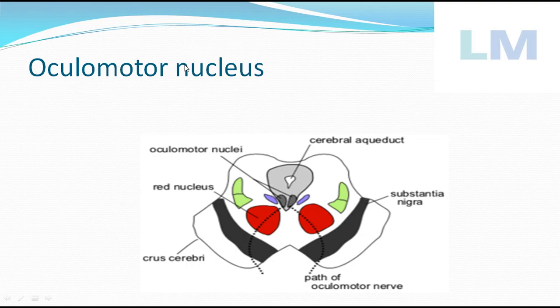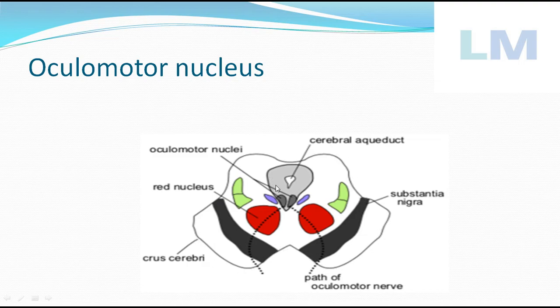What is a nucleus? A collection of neuronal cell bodies deep within the CNS is a nucleus. The oculomotor nucleus is situated in the midbrain. This is the midbrain outline. It appears like an elephant's face, okay, except there is no trunk here. Okay, this is the elephant's forehead. We can think like that.